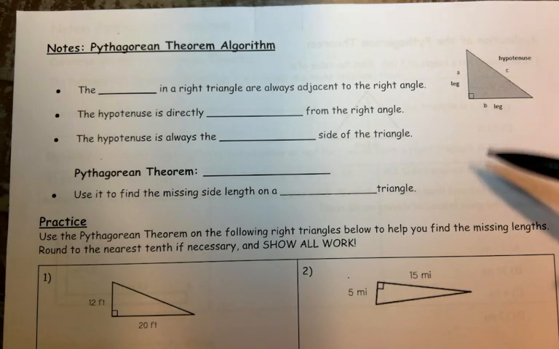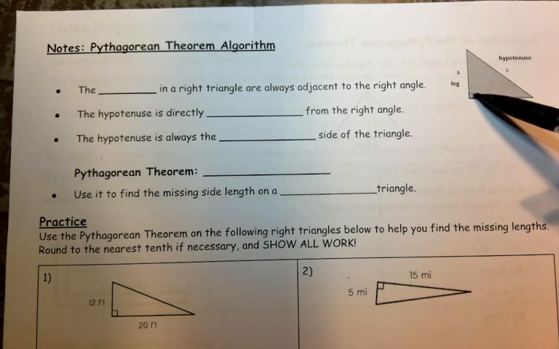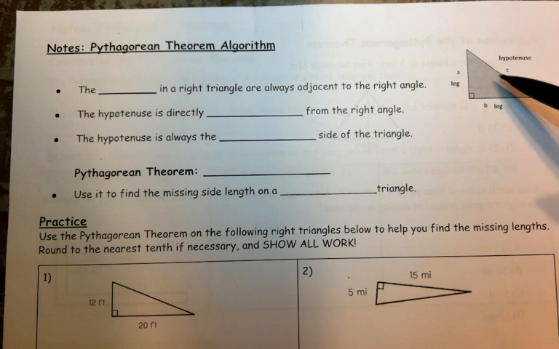We have legs of the right triangle. Those are what are connected to, or adjacent to, the right angle. And then you have the one that's diagonal to the right angle. That's called the hypotenuse. This one diagonal, that's considered the hypotenuse. So we're going to go ahead and fill in our notes.